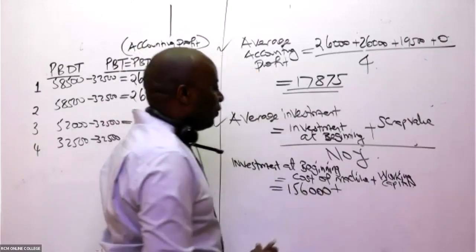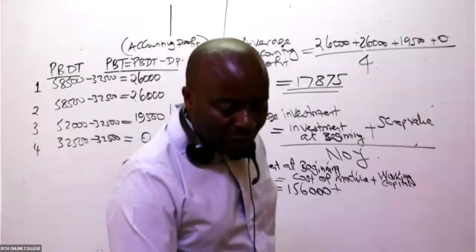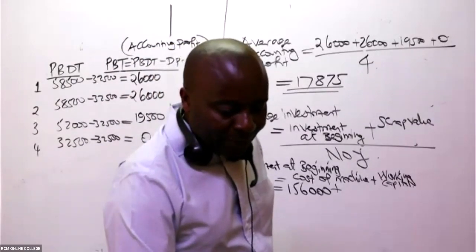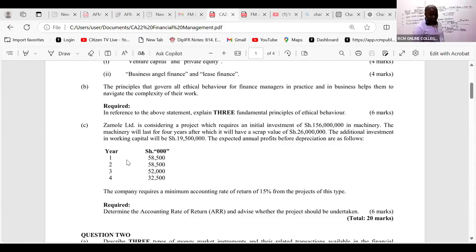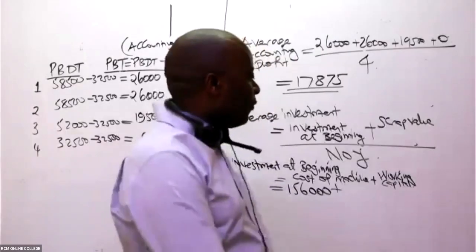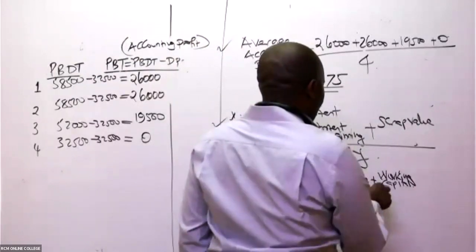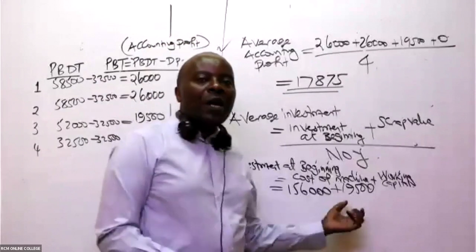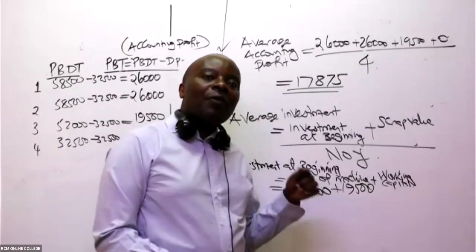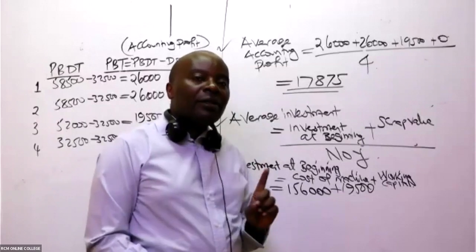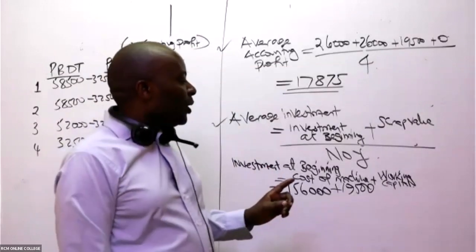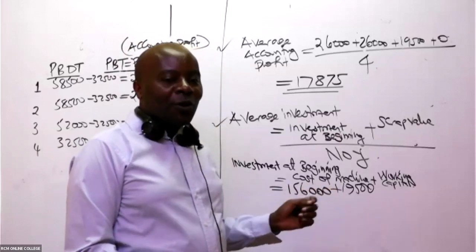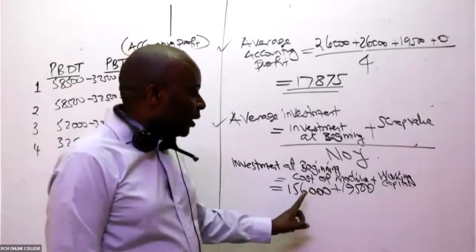Have they given us any investment in the working capital? You can see here, the additional investment in working capital is 19,500. So it will be 156,000 plus 19,500. Ladies and gentlemen, so many of you were depreciating this working capital. Working capital can never be part of our depreciation equation. Nowhere. It's only the cost minus the scrap value.